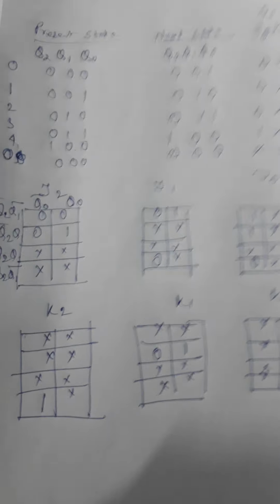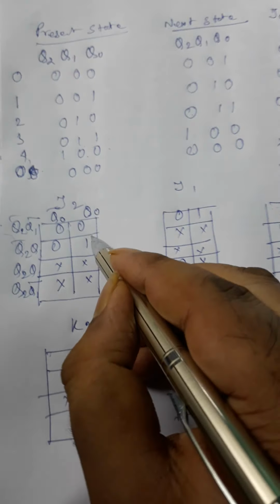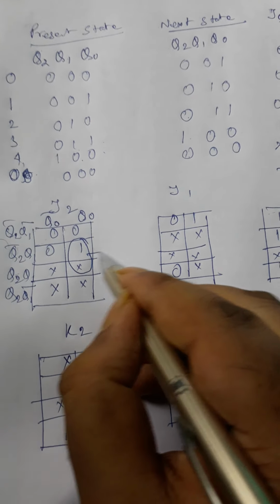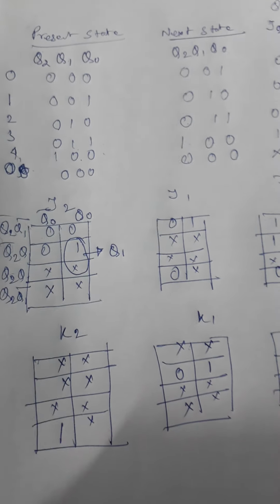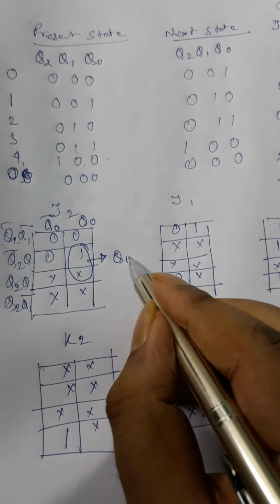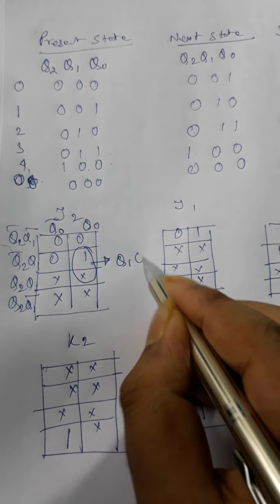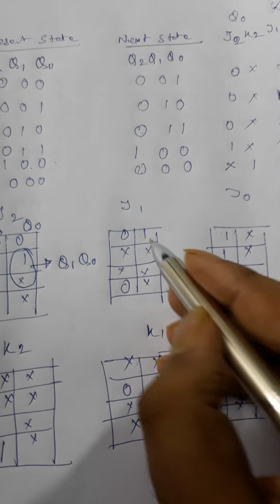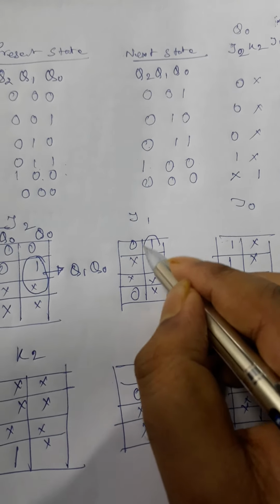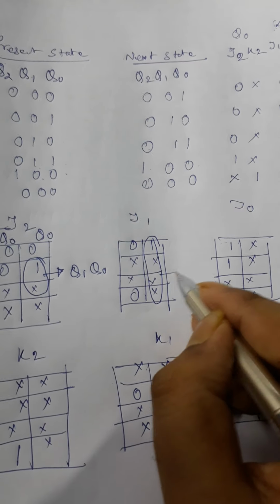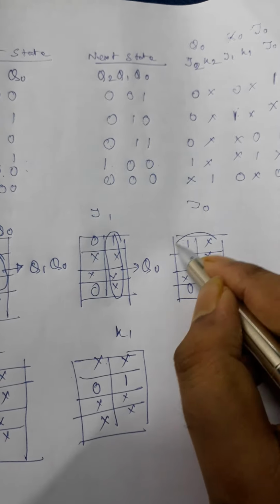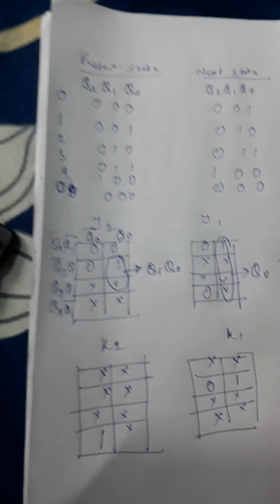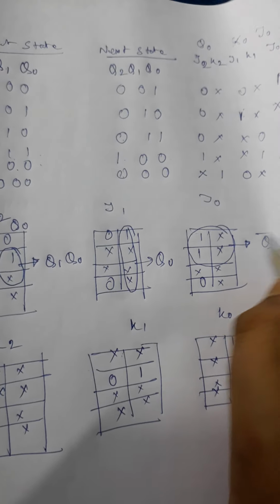Now let us proceed to the design. Here we can get a pair. The output of the pair would be Q1, Q0, Q0 and Q1. What about this? This would be this only, that is Q0. What about this? This would be this only, and this is Q2 bar. Q2 bar is common.